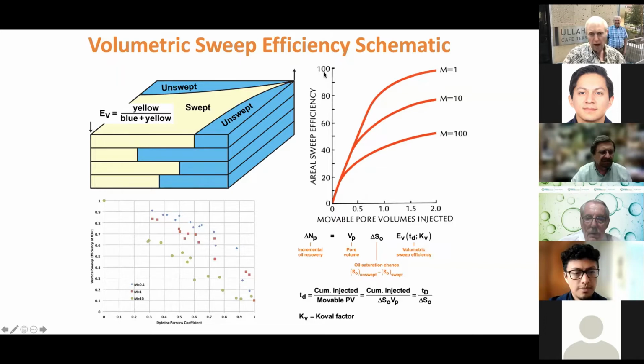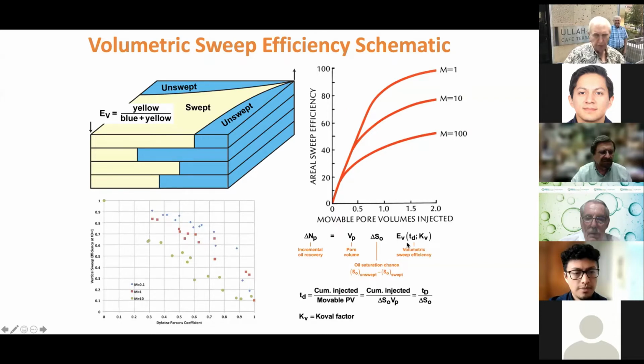And on the upper right-hand corner is a plot of areal sweep efficiency. This is from a laboratory experiment that shows curves which look like that. And down here is an equation that has been used to fit the response of those curves. This is the incremental oil produced. This is the pore volume. This is the change in saturation between swept and unswept. And this is the volumetric sweep.